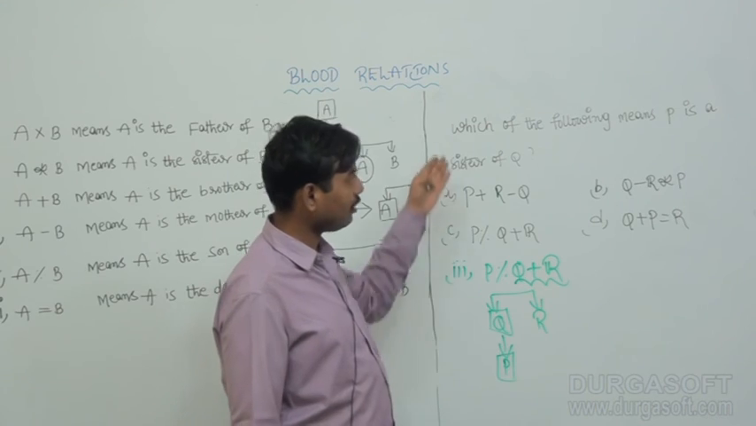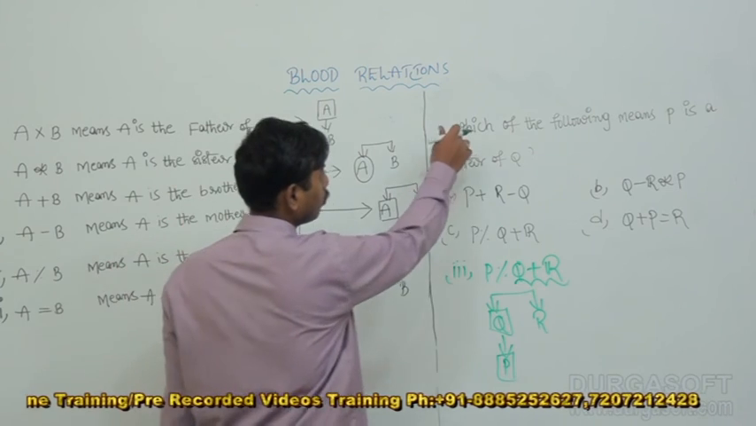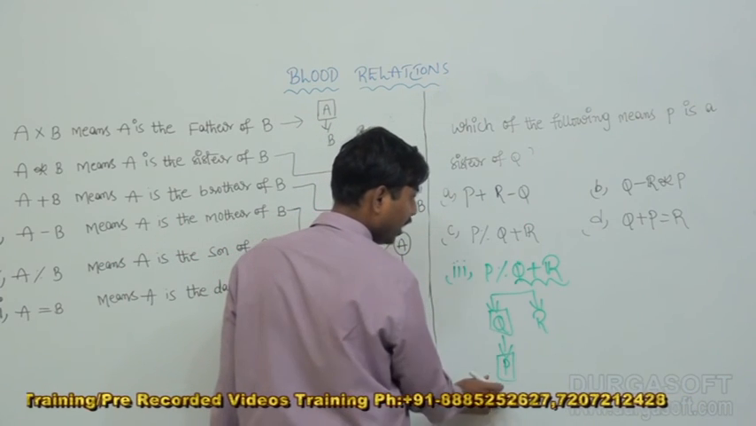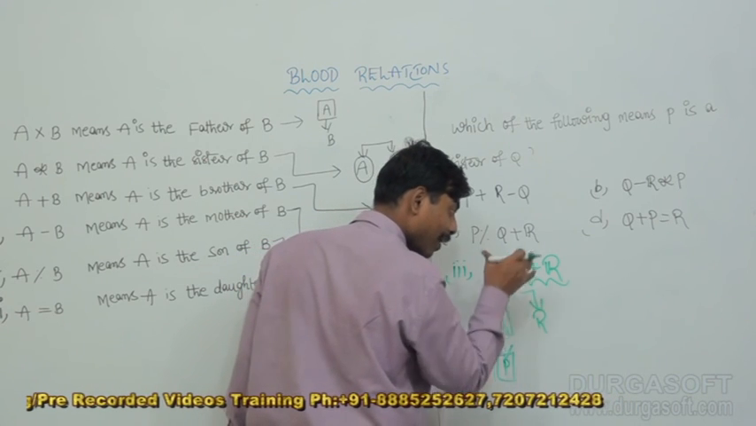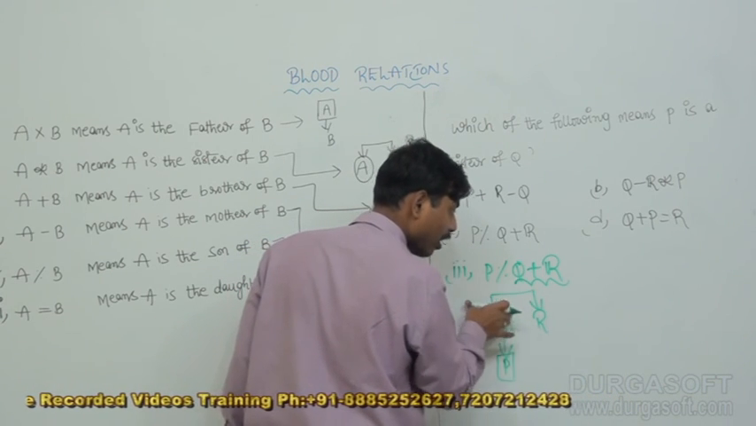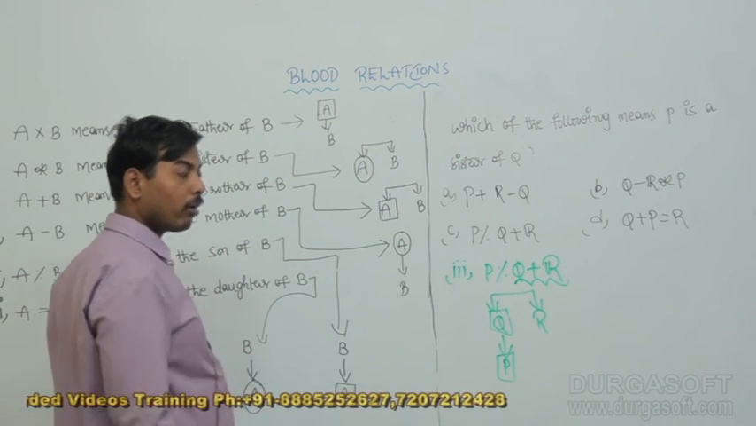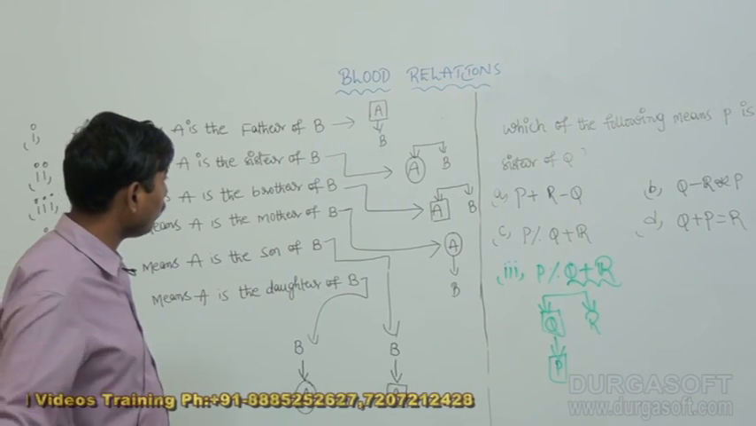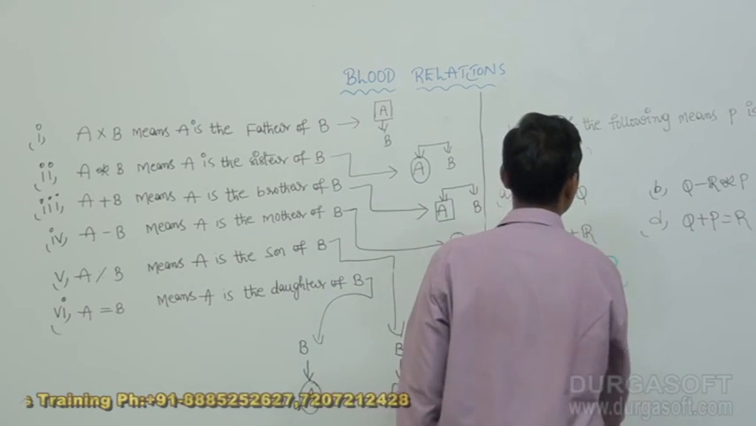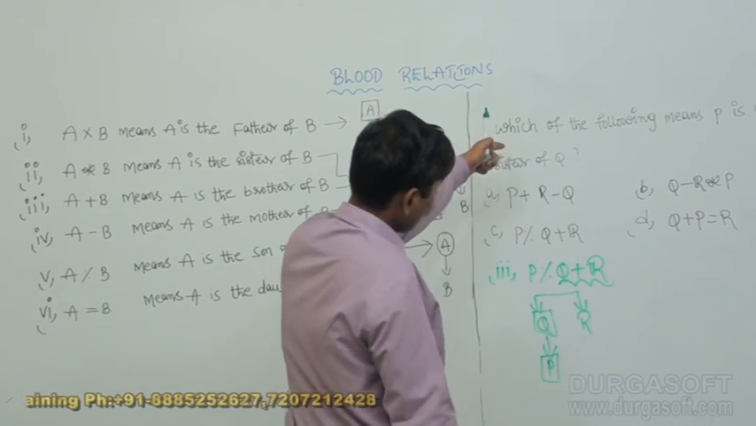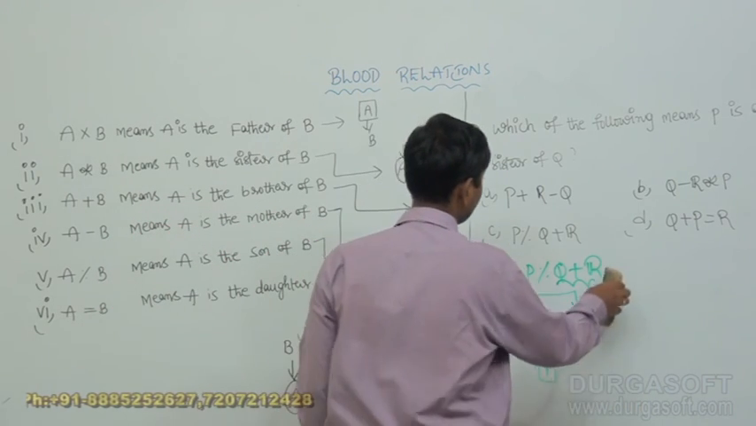Even option number 3 is not satisfying our condition. Let us check once again. P is the son of Q, so Q is the father of P, and Q is the brother of R, though we don't know R's gender. Let it be. Option number 3 does not satisfy our condition, my dear guys. Let us go for the next one.